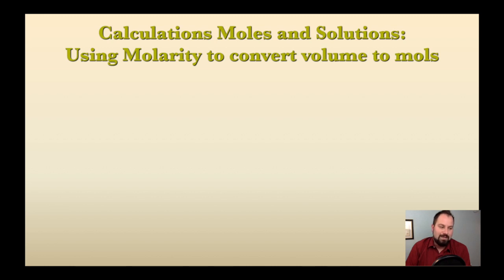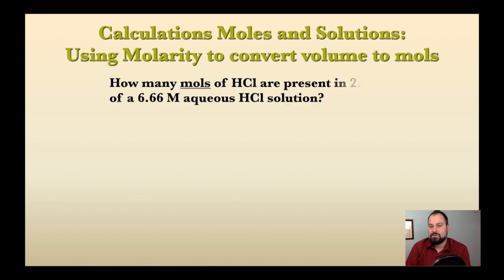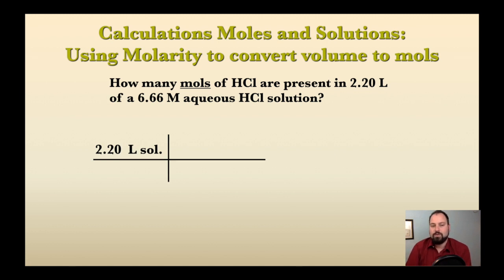Okay, let's jump into this one. Calculating the moles of a solution, using molarity to convert volume to moles. Here's our question: how many moles of HCl are present in 2.20 liters of a 6.6 molar aqueous solution? If you want to solve it, pause it now. If not, here we go in 3, 2, 1. And here is our T-square. We have 2.20 liters of solution. That's our given piece of information, our known. And our unknown, what we're looking for, is moles of hydrochloric acid, HCl.